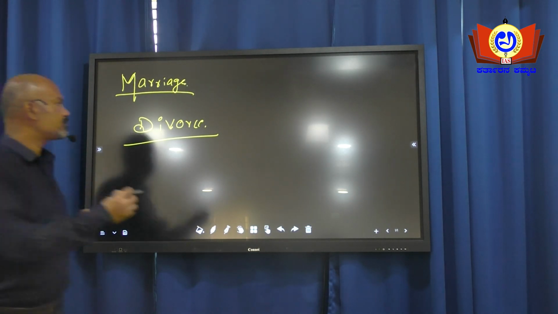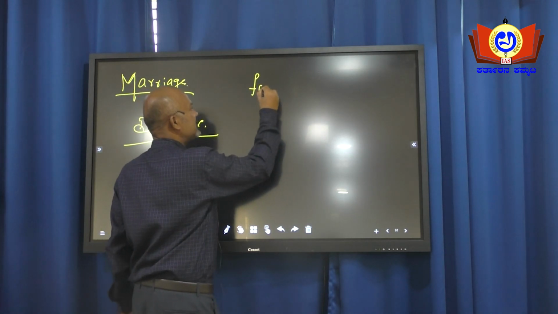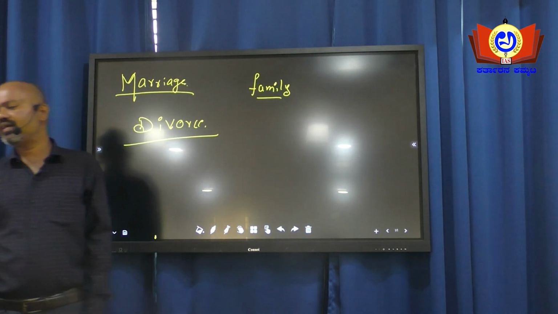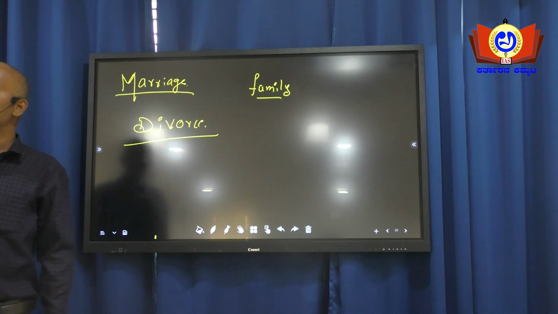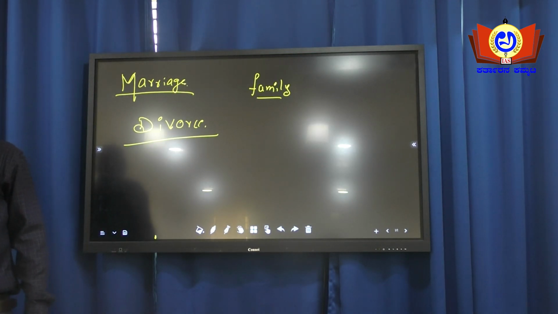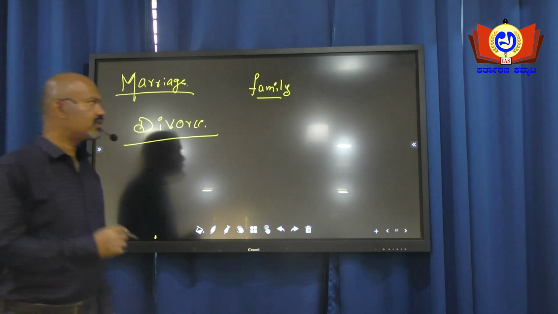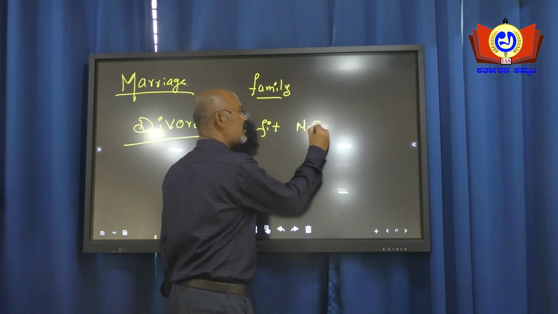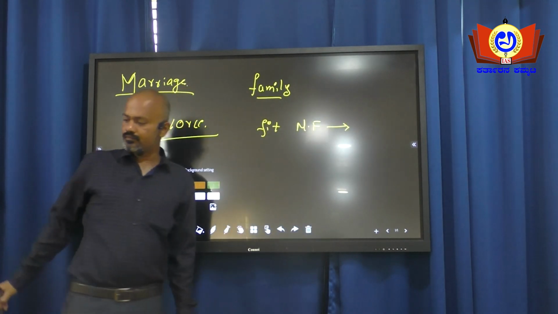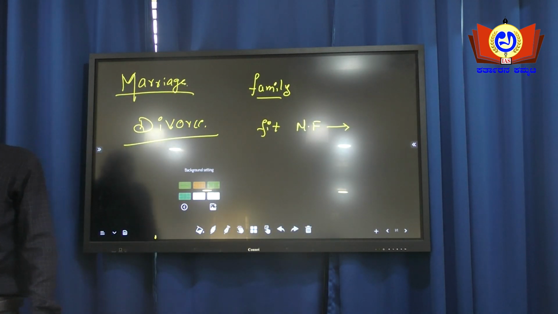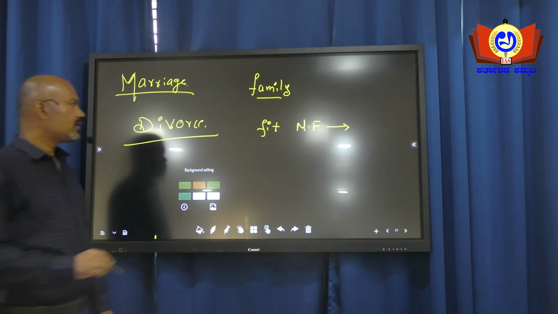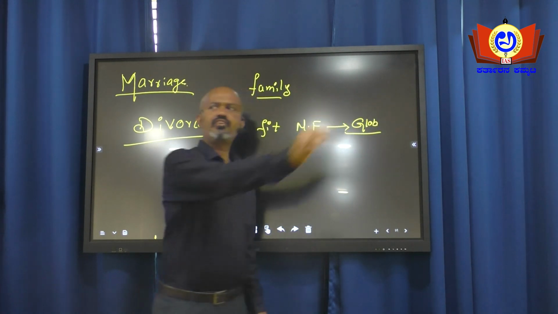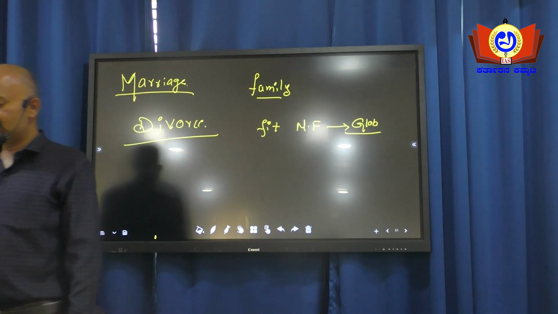Next, family. The concept of family we will discuss. Different types of families we will discuss: joint family, extended family, nuclear family. Okay, these types of family we will discuss. Then we will also discuss whether there is a fit between nuclear family and globalization. Is there a fit between nuclear family and globalization?